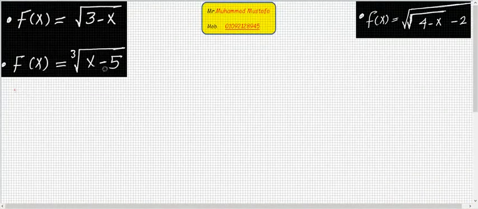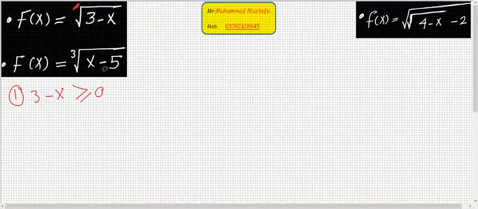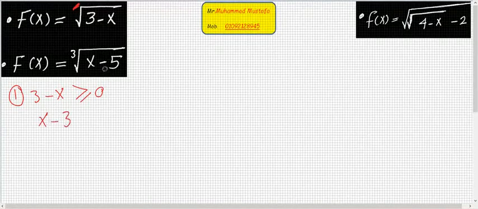Number 1, find the domain of the function f of x equals the square root of 3 minus x. The index of the root here is even. We put the expression 3 minus x under the root greater than or equal to 0. We multiply by negative and change x and 3. Here x minus 3. If we multiply by negative, we change the direction of the sign, greater than or equal becomes smaller than or equal 0. X smaller than or equal to 3.